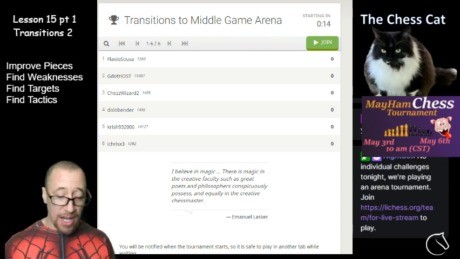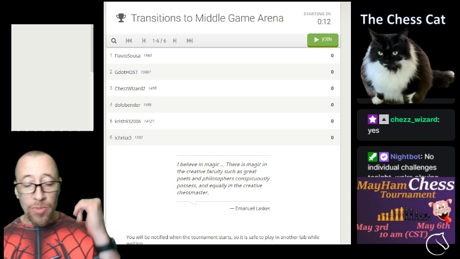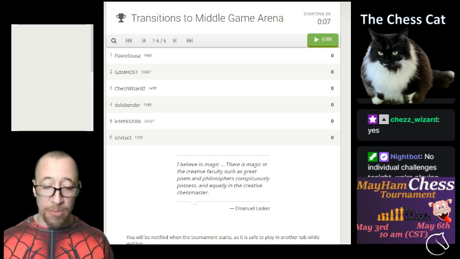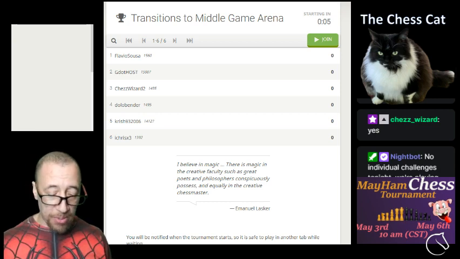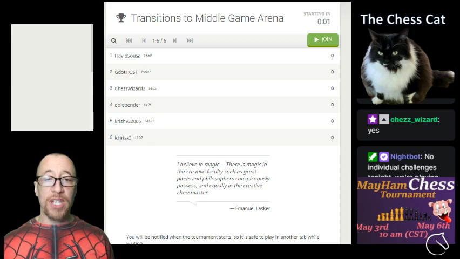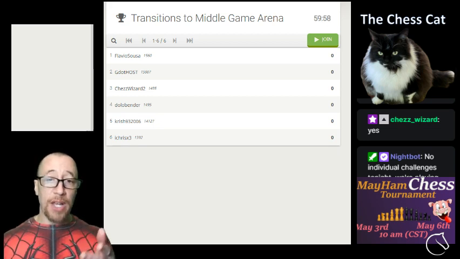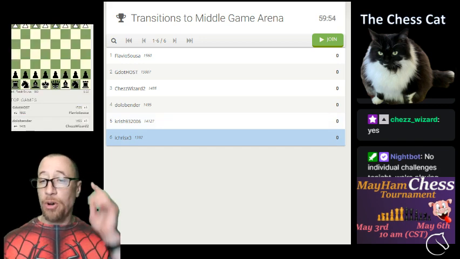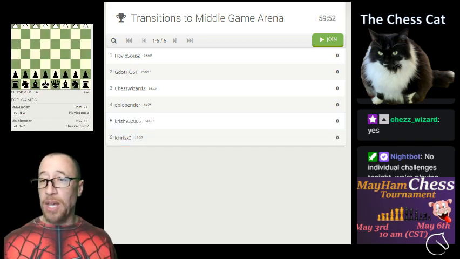Develop solid, and then after you develop solid, this is what we're going to work on: finding weaknesses, finding targets, going from there. All right, so we're going to pull up some games, and we're going to see who's playing, see how the tournament goes. We have 6 lined up, and I still don't see Half Blood Hero, so hopefully he'll join, and we'll get some games lined up.